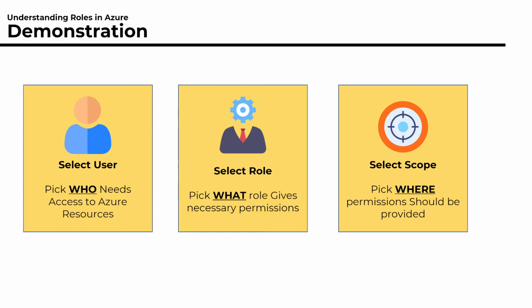So these three considerations we need to keep in mind while using RBAC, role based access control. First we need to select the user, then the role, and then the scope.